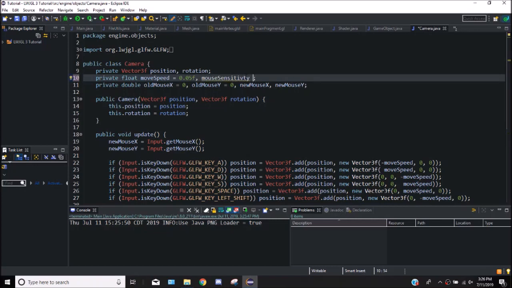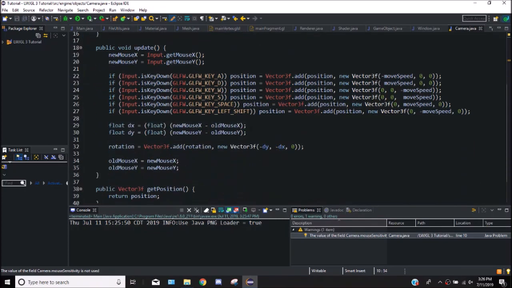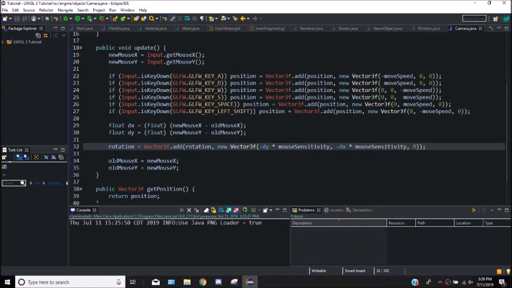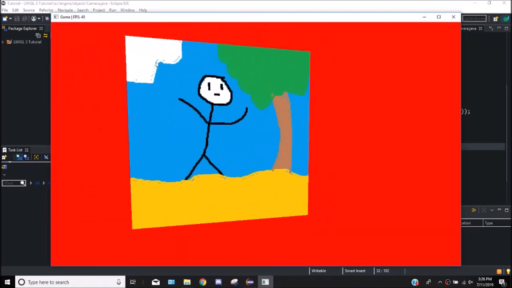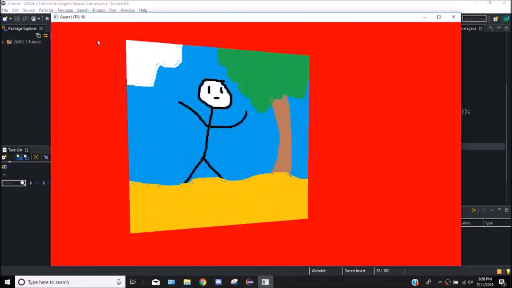And that's not how you spell it. Mouse sensitivity. Okay, there we go. And we're going to just set this to like the move speed. It doesn't really have to be that much different. And so what we can do is multiply the distances by this, and we can get a little controllable mouse sensitivity. So with that, we should be able to use our rotation correctly.